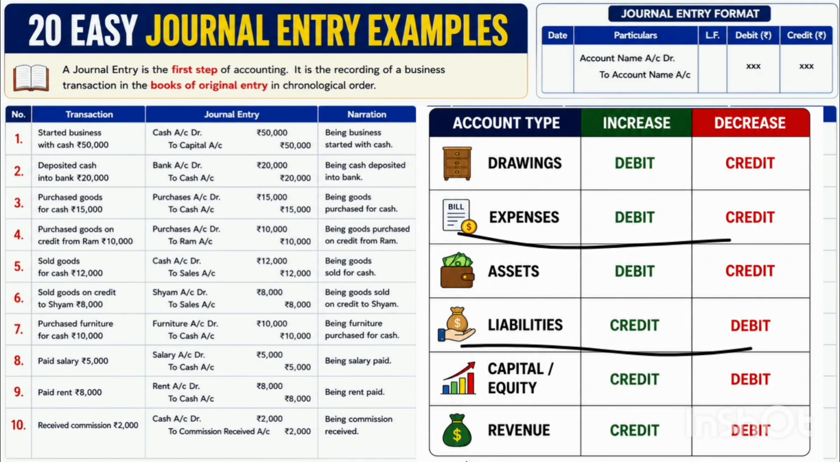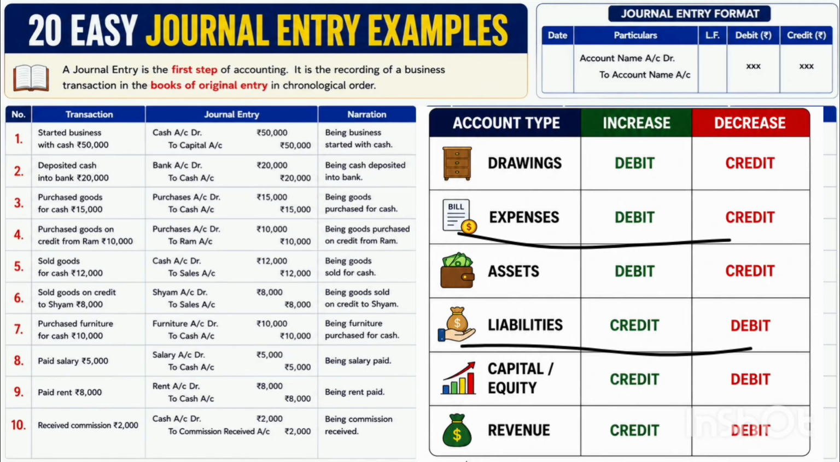So here purchase account is an expenses account and expenses are getting increased. So purchase account will be debit, and Ram account is a liability. So liability is getting increased. So we have to credit here Ram account. So what will be the journal entry? Purchase account debit to Ram account.